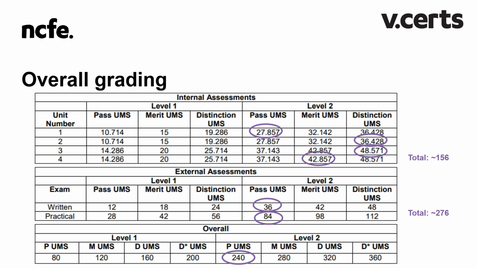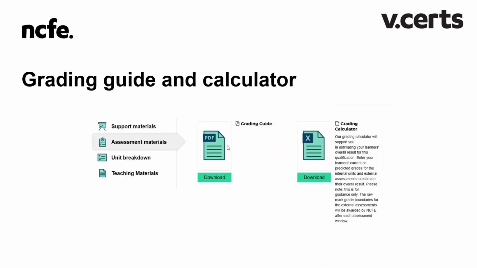The UMS is different for the different subject areas due to the different amount of guided learning hours, but the calculation is the same. Thankfully though, you don't need to sit with a calculator working these out, because in QualHub, on the Assessment Materials tab on your qualification page, you'll find the grading guide, which is what you've seen on the previous slide, and information about how many UMS equates to which grade.